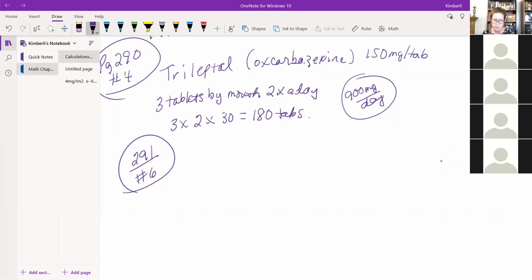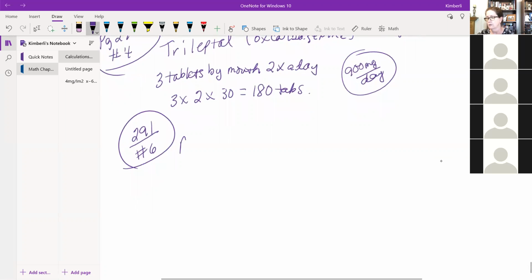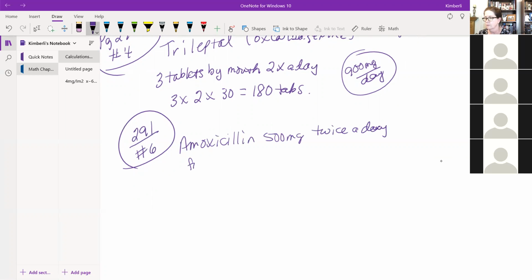So you're interpreting the order, and it is amoxicillin, 500 milligrams, twice a day, for how long? 10 days. 10 days, yes.